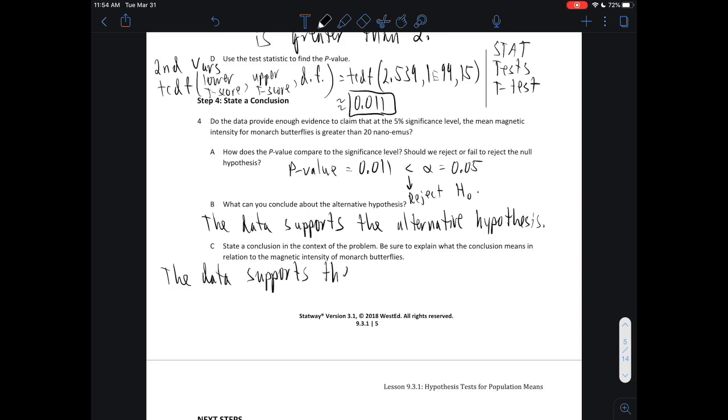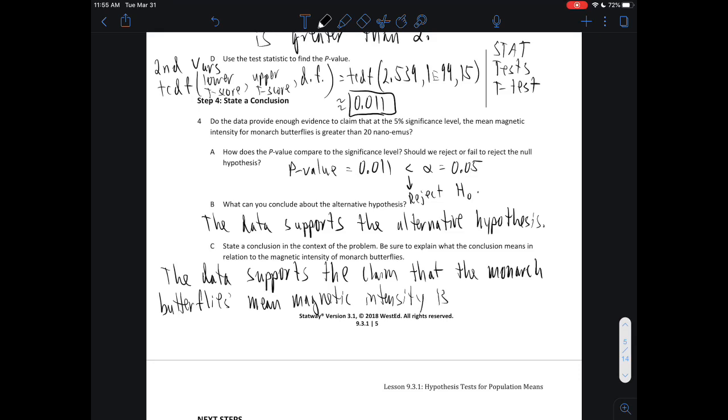And we need a complete sentence here. We need to state in context what was the claim. So the claim was that the monarch butterflies' mean magnetic intensity is greater than 20 nanoteslas.